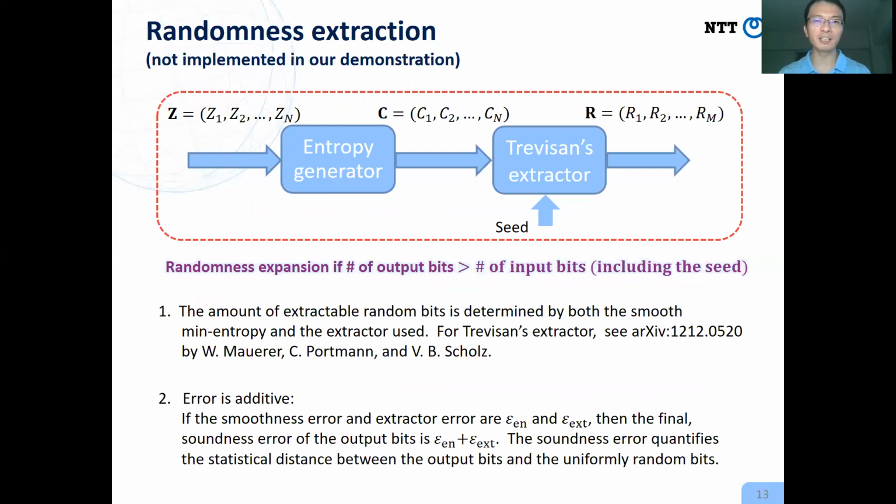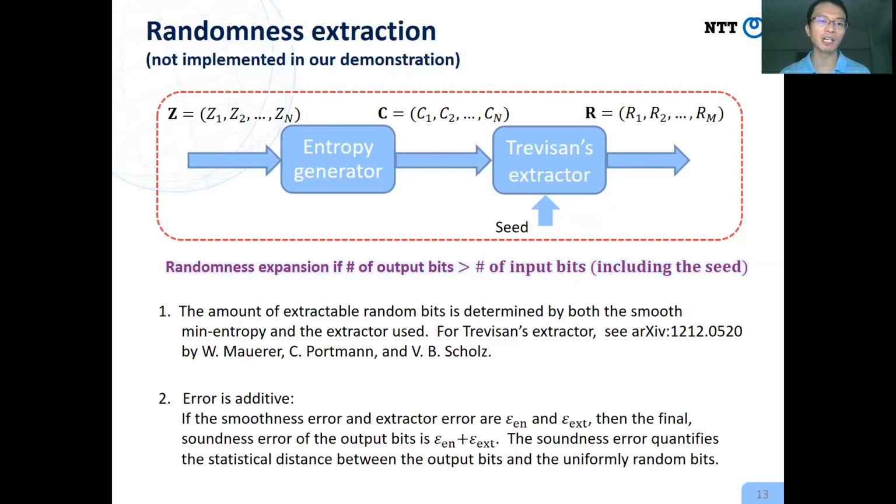After certifying the amount of randomness, we can extract it by running an extractor. The extractor is a classical algorithm which takes as inputs the experimental results as well as a sequence of seed bits in order to generate a short sequence of uniform bits. Specifically, we consider the Trevisan extractor. In our demonstration, we didn't run the Trevisan extractor because it is very expensive to run.